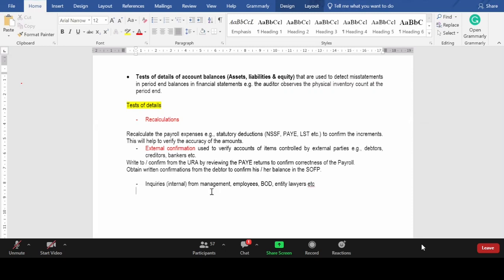So for example, you're auditing IAS 37. Remember IAS 37? Who remembers the name of IAS 37? I think it was impairment. It cannot be impairment. Provisions. Impairment is a different standard. This is provisions, contingent liabilities and contingent assets.